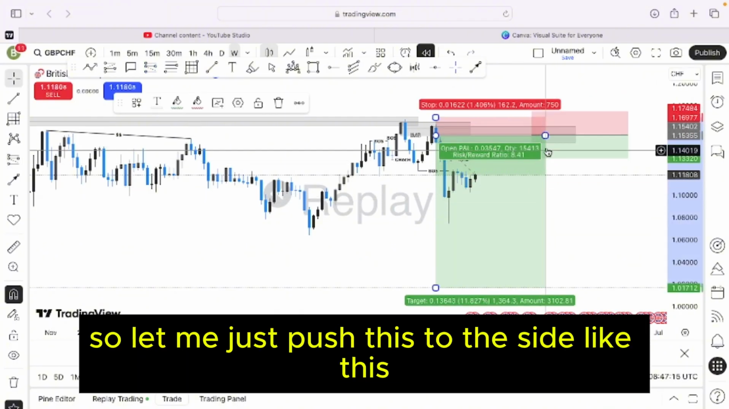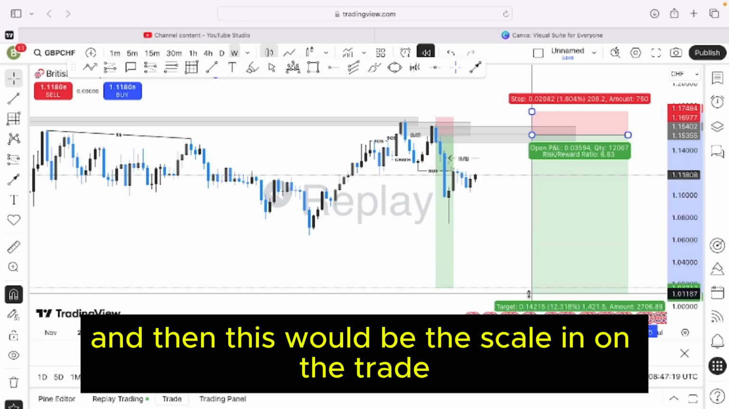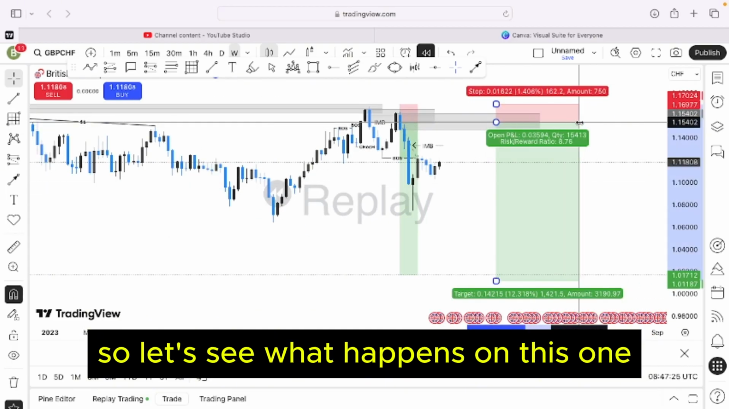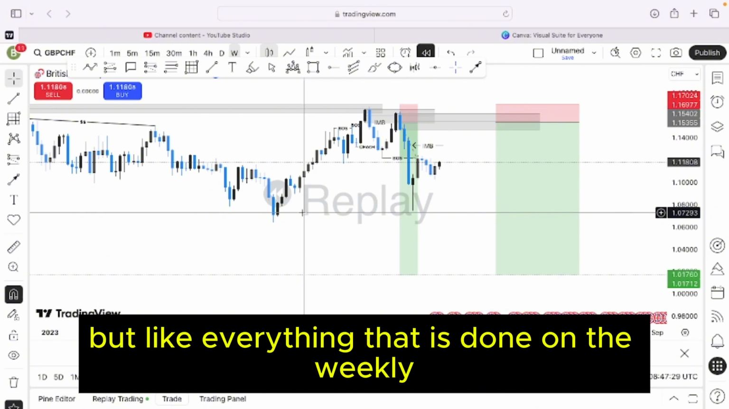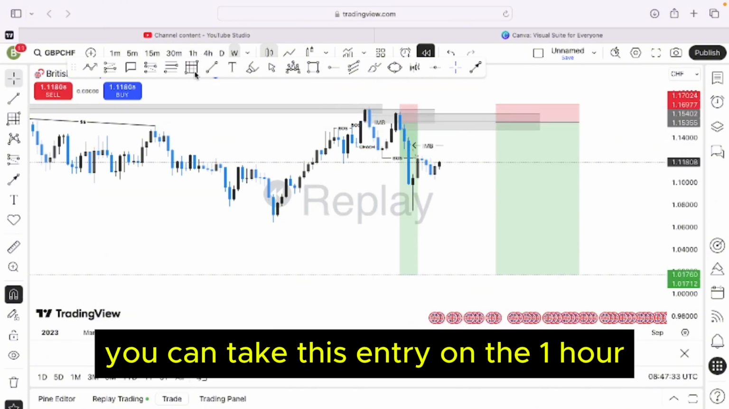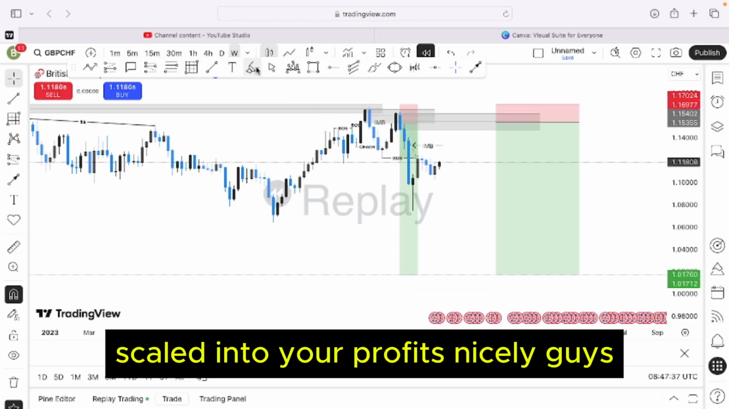So let me just push this to the side like this, and then this would be the scale in on the trade. So the stop loss should be the same as the other one. So let's see what happens on this one. But like everything that is done on the weekly, you can just try and refine it on the 1 hour. You can take this entry on the 1 hour, refined and perfectly scaled into your profits nicely, guys.